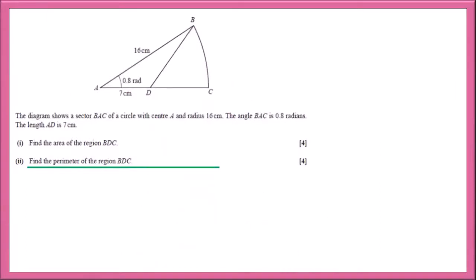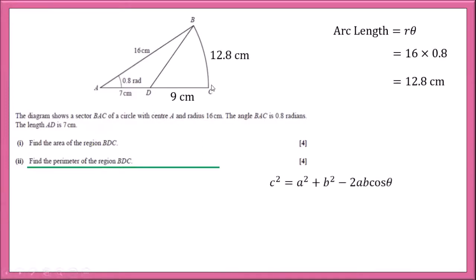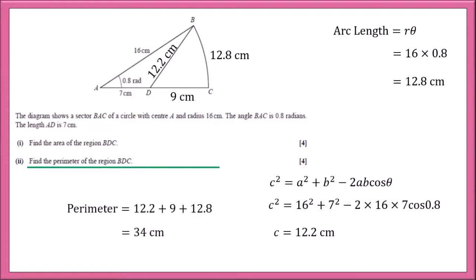So we've got to work out the perimeter of the region BDC. So we know that that's 9 centimeters, right? Because it's a sector, so 16 centimeters there. So this whole length needs to be 16. So if that's 7, that's got to be 9. Find the perimeter of the region BDC. So I know that that's 9. I know that the arc length is just r theta when theta's in radians. So that gives me 12.8 centimeters here. And finally, bit of cosine rule, 12.2 centimeters there. Add them up. 34 centimeters.